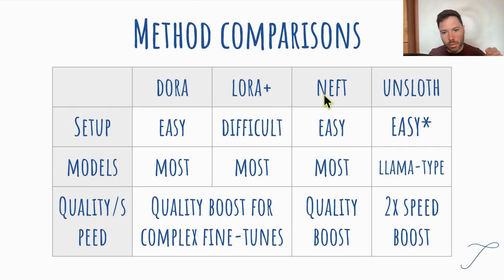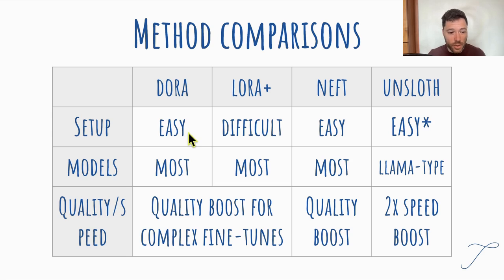So we have DoRA, LoRA Plus, NEFT, and Unsloth. As I mentioned, you can use all of these methods, DoRA, LoRA Plus, and NEFT, on pretty much any model that's supported by Hugging Face. With Unsloth, you are a bit more limited to llama type models. In terms of quality, I think you get some boost using DoRA, and I'll show you that, and LoRA Plus. The same with NEFT. With Unsloth, this is more about a speed boost, and you can expect about 2x. You'll see setup how difficult it is when I go through the notebook.